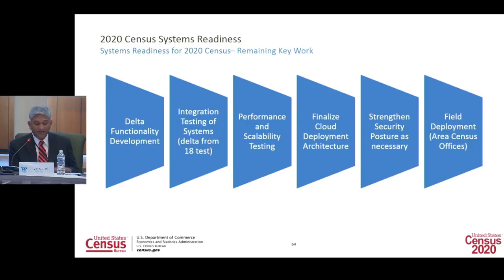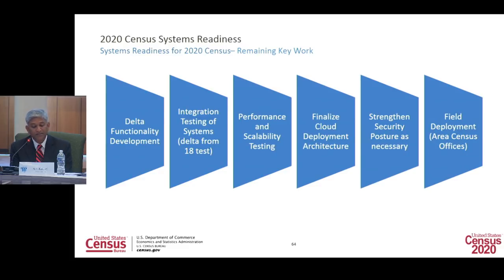This is my final slide. It identifies the remaining key work for 2020 census. First, we have to complete the development work that's identified as the delta between the 18 end-to-end census tests and the 2020 census. Examples of delta work are the additional languages for the internet self-response system, specific work related to Puerto Rico, where there is a specific address definition and structure, and the implementation of enhancements or improvements based on lessons learned from the 18 tests.